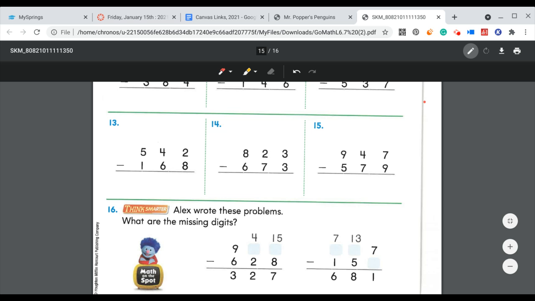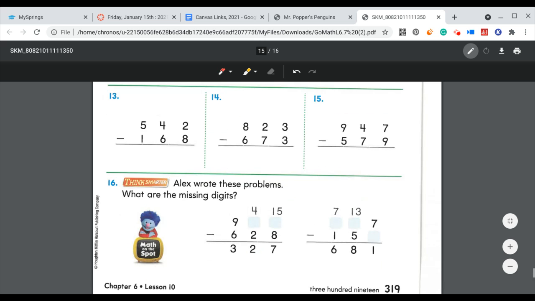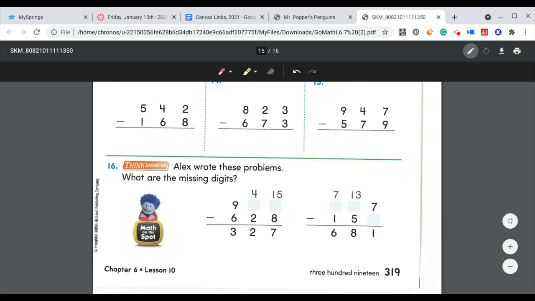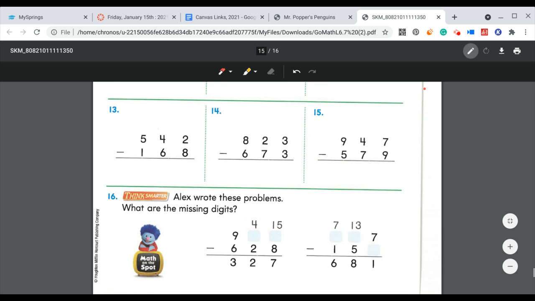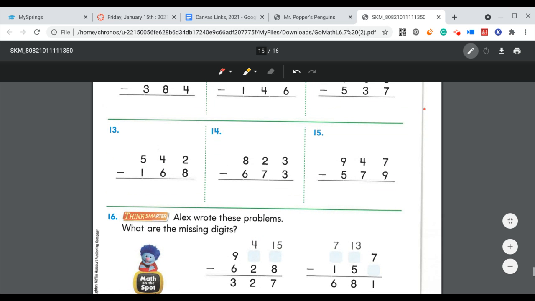We are in our GoMath books. Students were asked to work on three-digit subtraction and how we regroup when we have to regroup in the ones and the hundreds. So we're going to be looking at page 319. Students were asked to finish up the odd problems on page 319. So I'm going to work with question number 13 and then question number 14.